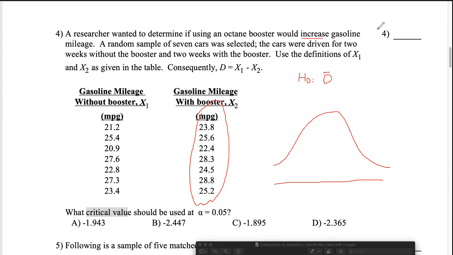Everybody be careful. When they say using the booster, we are increased, it means this number is bigger. So X1 minus X2 will actually be smaller, less than 0. You see that? So in other words, less than 0 is to the left. So when we check the critical value, we should get the corresponding negative number instead of positive. Follow me? So that's the reason we are using negative 1.943 instead of positive. Okay, so let's erase that.